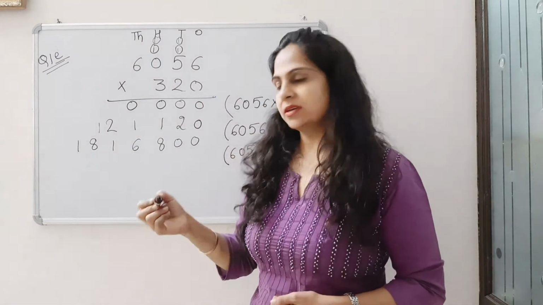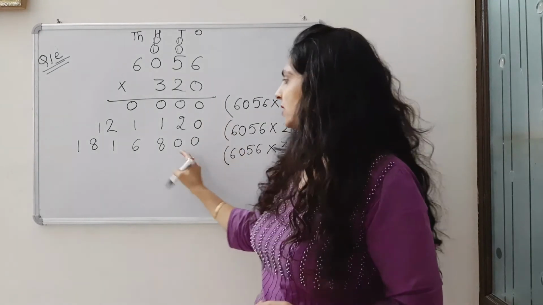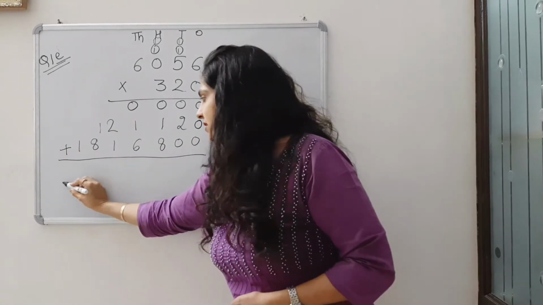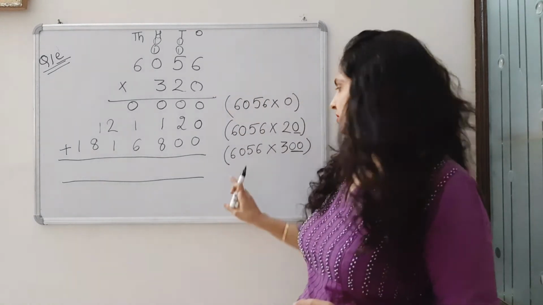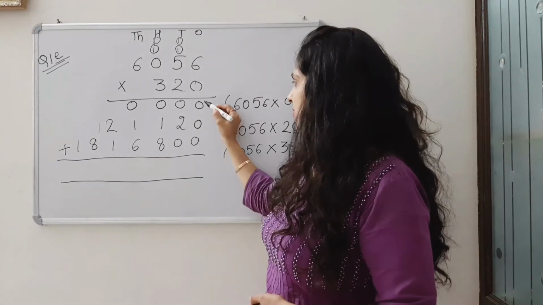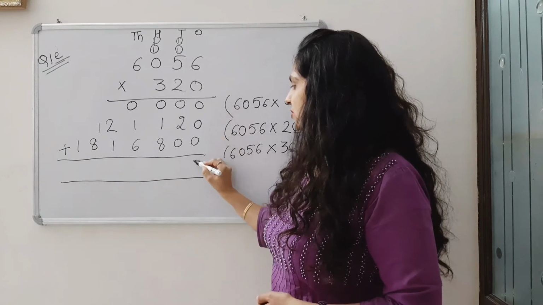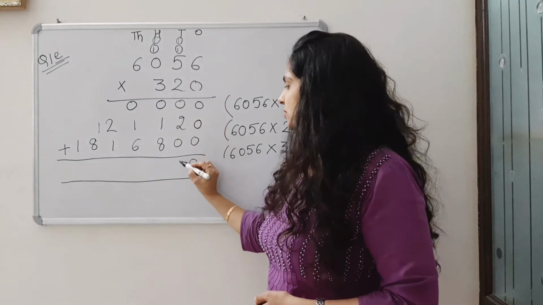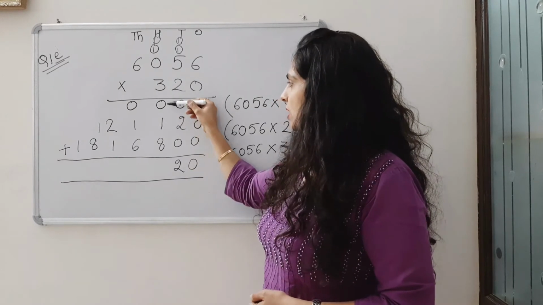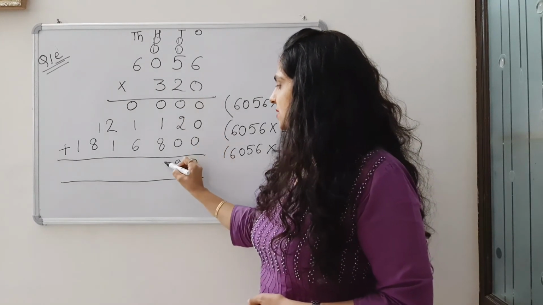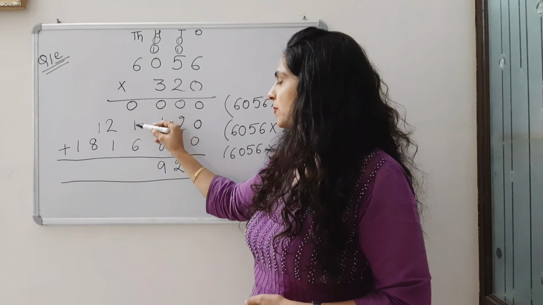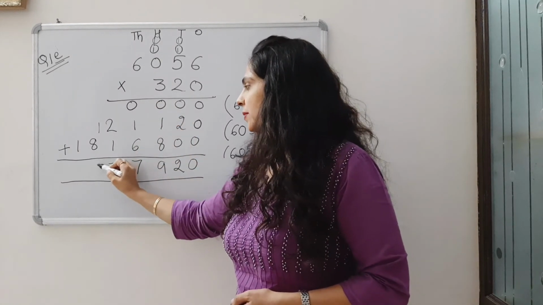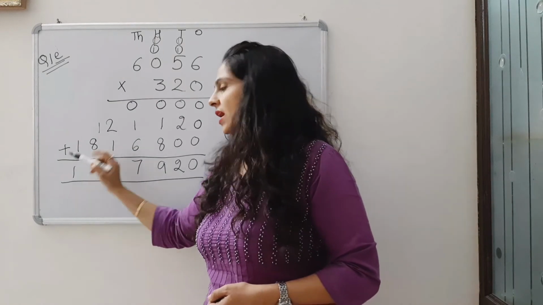Now the next step is we have to add these three results and we will get the final result. Okay. Now 0 plus 0 plus 0 is 0. Clear? 0 plus 2 plus 0 is 2. 0 plus 1 plus 8 is 9. 0 plus 1 plus 6 is 7. 2 plus 1 is 3. 8 plus 1 is 9 and 1 as it is.